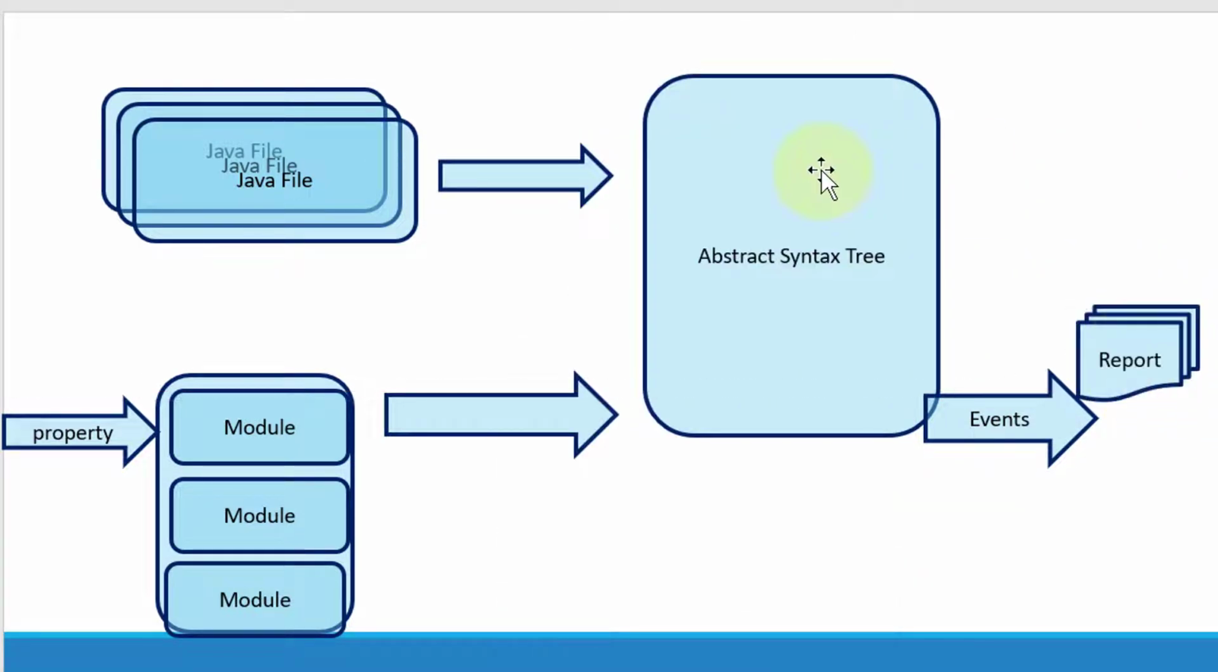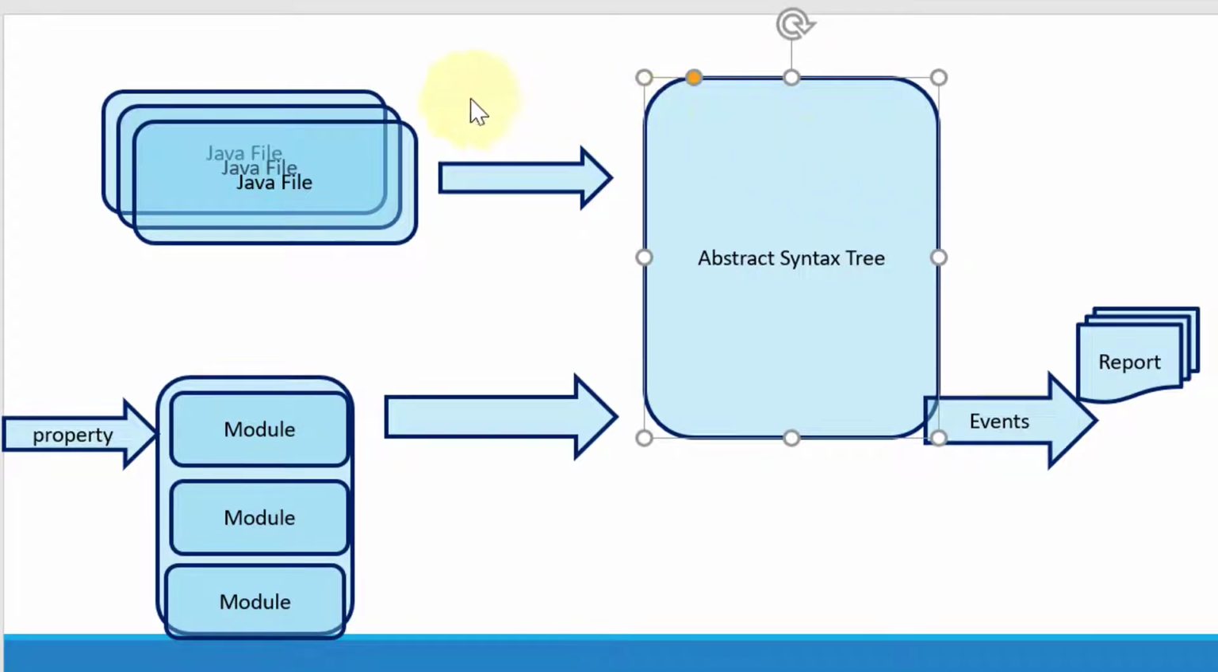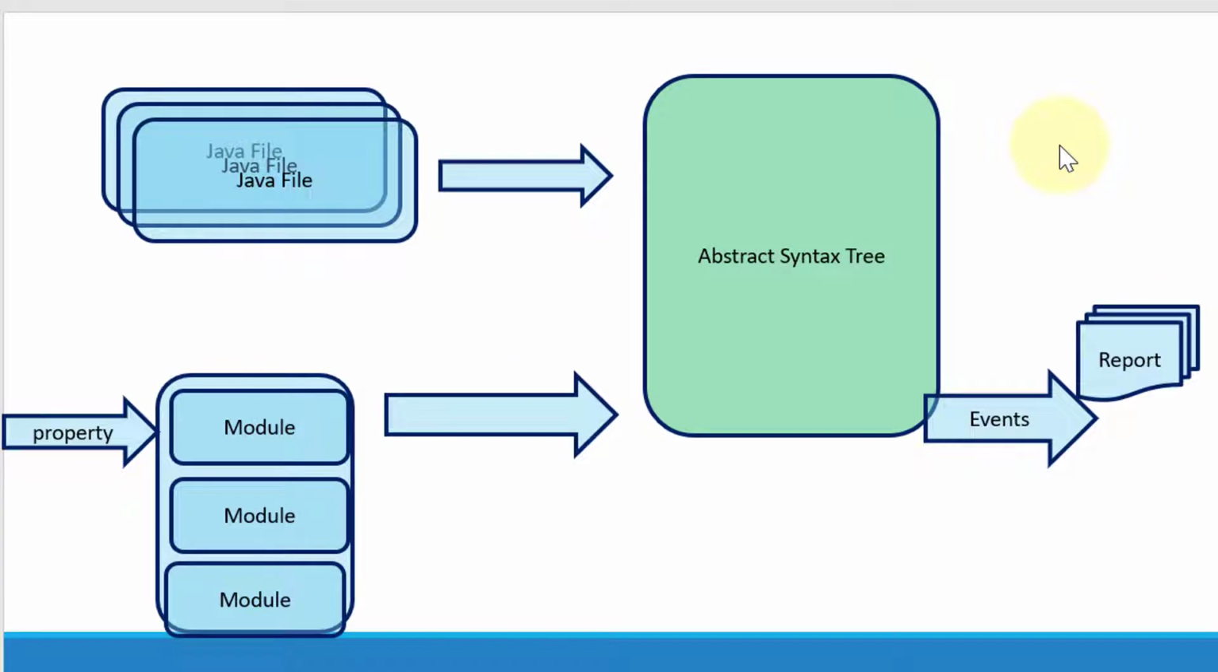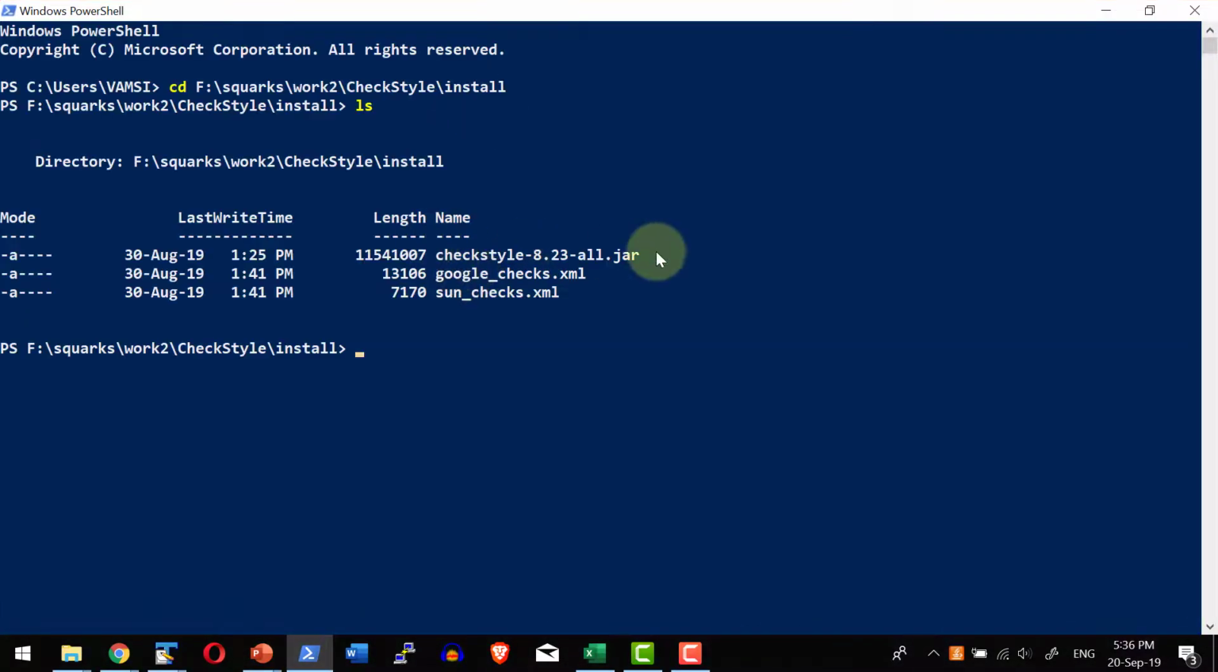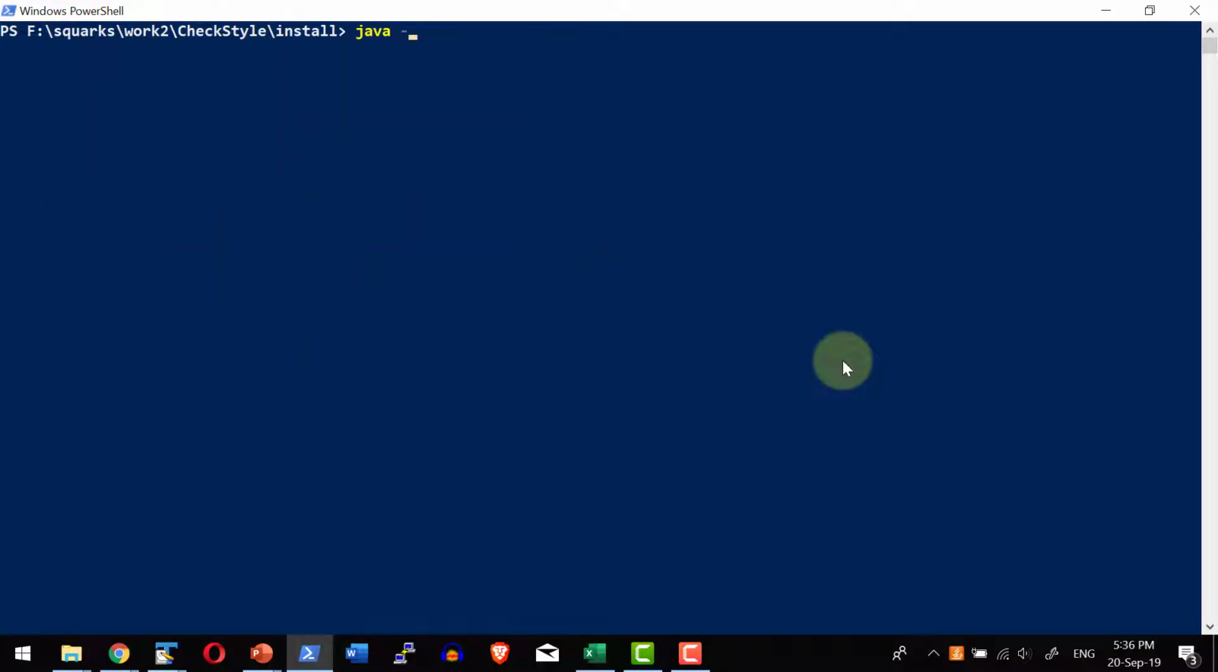Now we are going to concentrate on this specific area, that is the abstract syntax tree, where I'm going to use some sample Java files, convert them into an abstract syntax tree and see how they look. Let me get into the installation location of Checkstyle. Here I have the Checkstyle jar file version 8.23. I'm going to execute this specific jar file with java -jar, and I'm going to request the tree to get printed for a sample file.